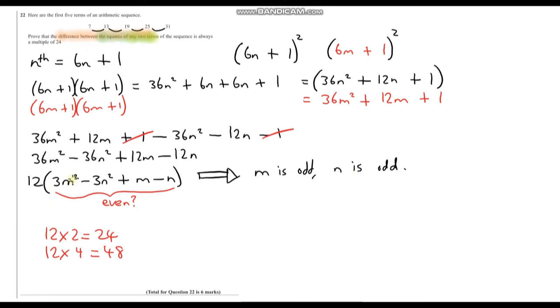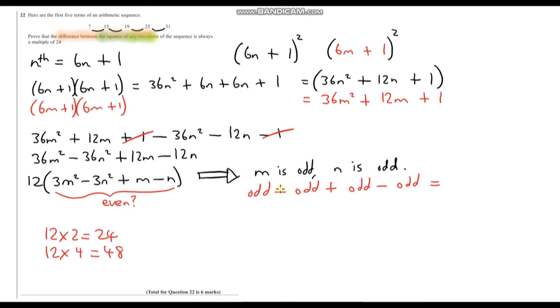So let's first work out what this first term is if m and n are odd. So we're going to have an odd squared, which is an odd, times 3, well, that's still going to be odd. So this here is going to be an odd number. I'm going to take away this, which is also going to be an odd. It's exactly the same because they're both odd. So we're going to take away an odd number, and then add an odd number, and then take away an odd number. So is that going to be even or odd?